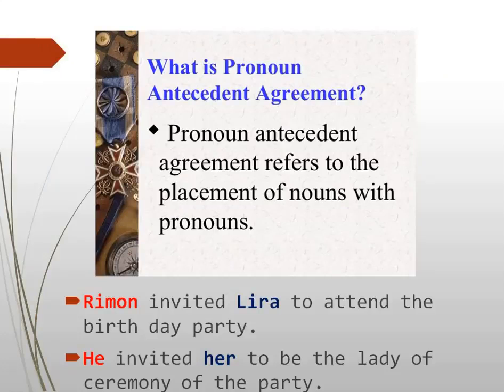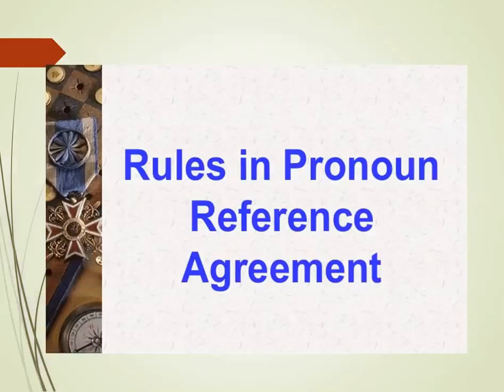What is pronoun antecedent agreement? Pronoun antecedent agreement refers to the replacement of nouns with pronouns. So look at the example. Raymond invited Lyra to attend the birthday party. And if you change it, he invited her to be the lady of the ceremony of the party. So it means that Raymond is replaced by he and Lyra is replaced by her. So this is a very simple way of beginning pronoun referencing. Let's go to the next slide.